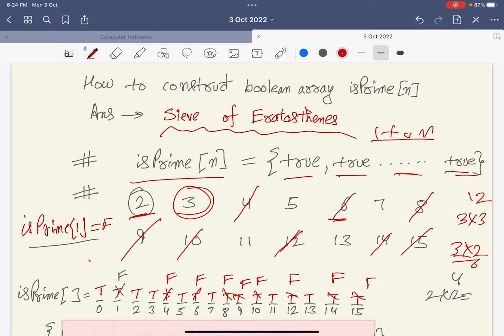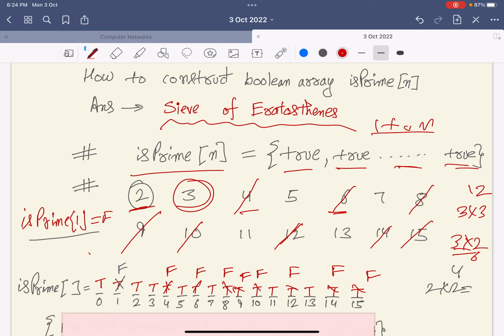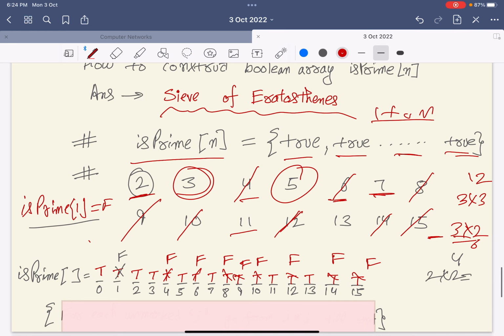Now I move on to the next unmarked number. 4 is marked already, so I'll skip that. The next is 5, so I'll go for the square of 5. The square of 5 is 25. Now 25 is not in this series, so I'll just skip that. Next is 7. The square of 7 is 49. Again, that is not in this series. The same for the square of 11 and the square of 13. So all the remaining numbers which are not marked are prime numbers.